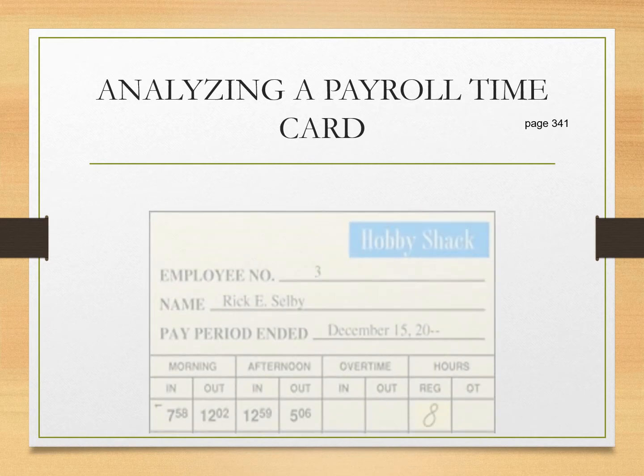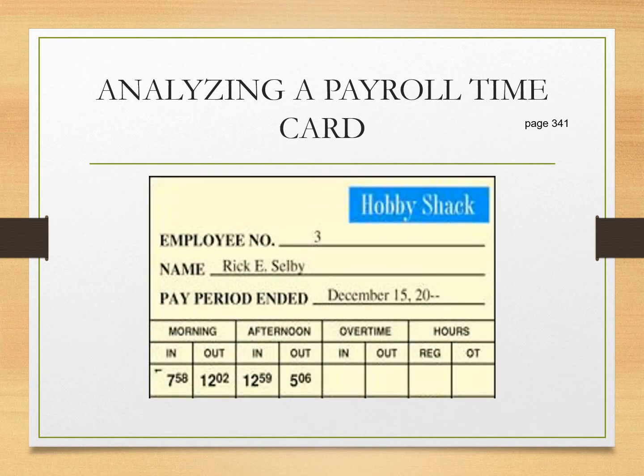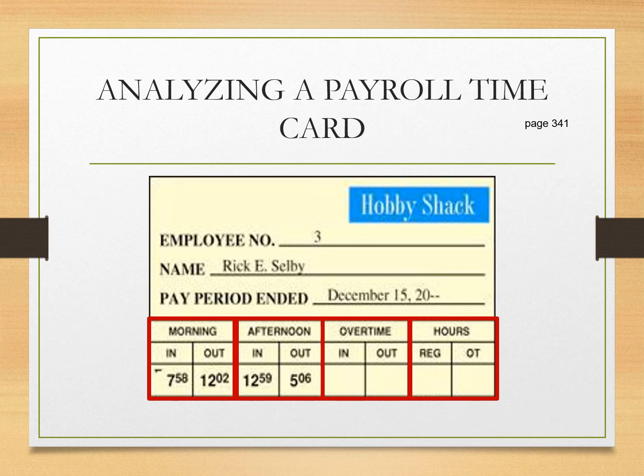Analyzing a payroll time card. The image on the screen is an example of a time card. It is divided into sections. On the top section, we have the employee number, the employee name, and the pay period ending. Below that, we have when the employee punches in the morning and when the employee punches out for lunch. Then we have a section for when the employee returns from lunch and punches in, and then we have a section for when the employee punches out at night. There is also a section for overtime where they would punch in and then punch out. And then there's a section for hours calculated, regular hours and overtime hours.